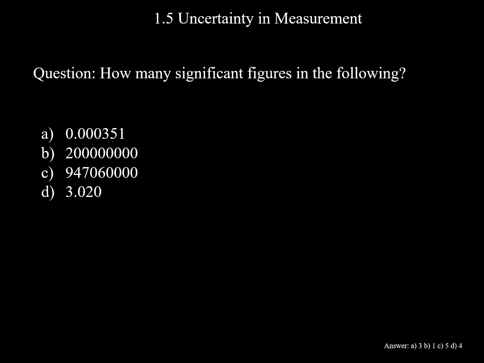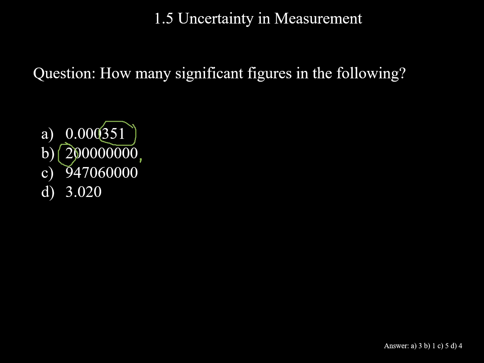First question, how many significant figures in the following? It's 3 significant figures for A. For B, it's 1 significant figure, because there's no decimal place here. If there was a decimal place, if I put a decimal place here, how many significant figures? It would be 1, 2, 3, 4, 5, 6, 7, 8, 9 significant figures.